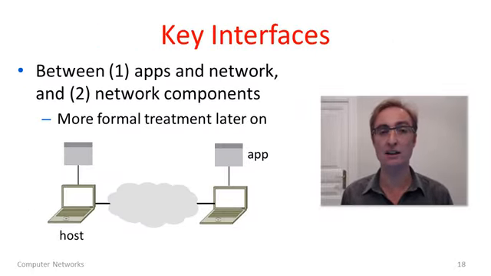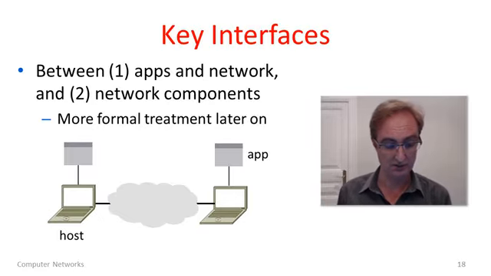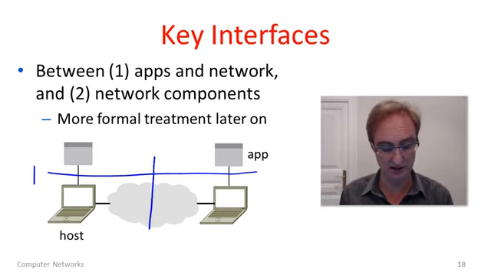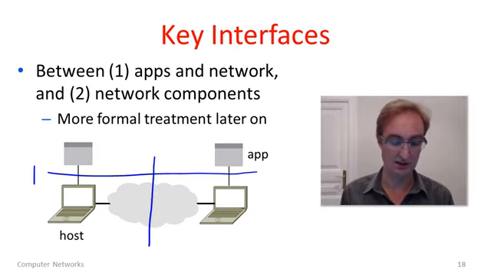Okay, and finally, to round out this model, I can also talk about a couple of key interfaces on this diagram that we'll get to and provide a more formal treatment of later on. The first interface is between applications and the network. This is the application to network interface. That's interface 1. And the second interface is between the various network components, such as one host talking to another host or routers inside the network talking to each other.